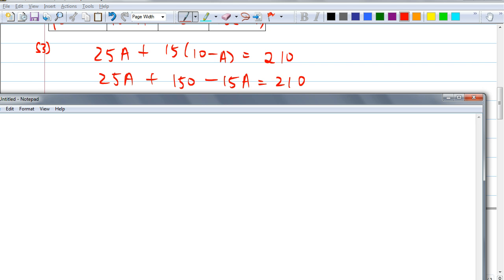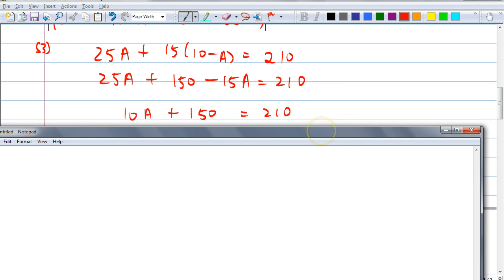Yeah. So Dakota, what do I get if I simplify the left side here? 25A plus 25A minus 15A should give, yeah, exactly. 10A plus 150 is equal to 210, right? Okay, then what did you get next? How about Brianna?